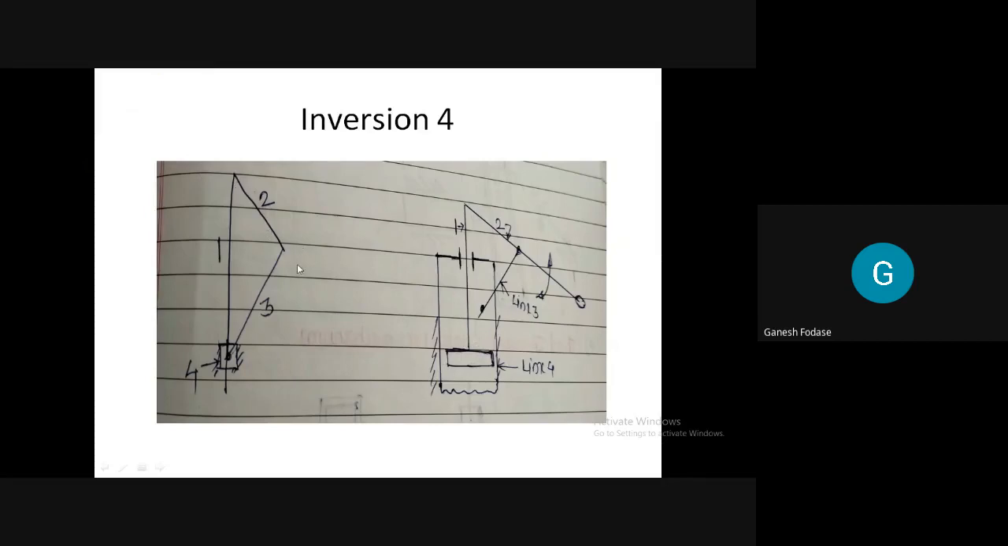So what we do here, in order to use this mechanism, now see, this link number 3 is connected to link number 4 by means of a turning pair. So on the body of this cylinder, remember it is not inside, it is on the outside body of the cylinder, this link number 3 is attached by means of a turning pair.